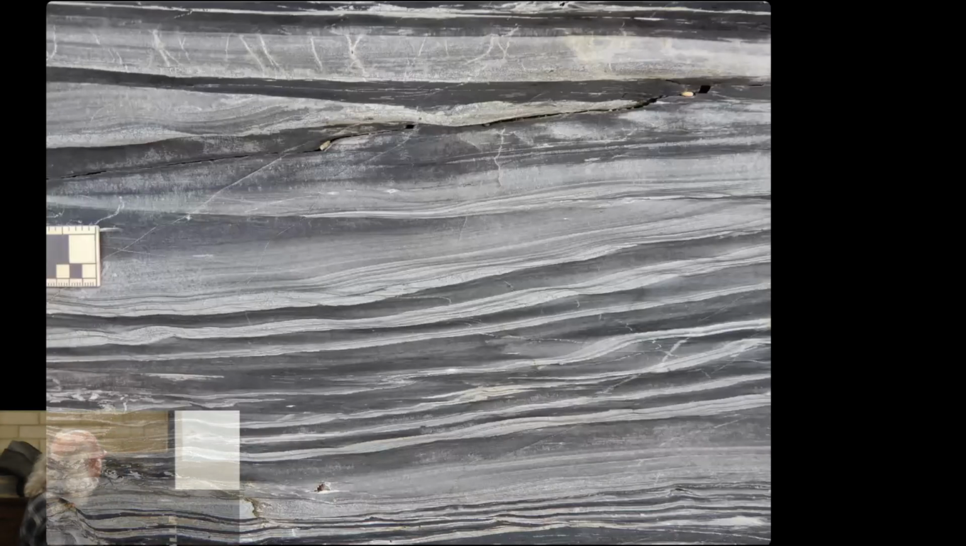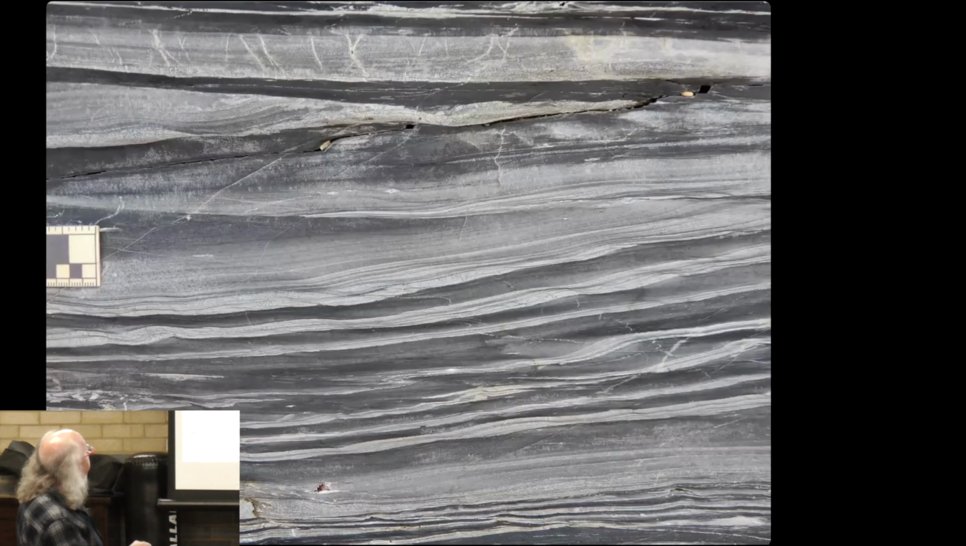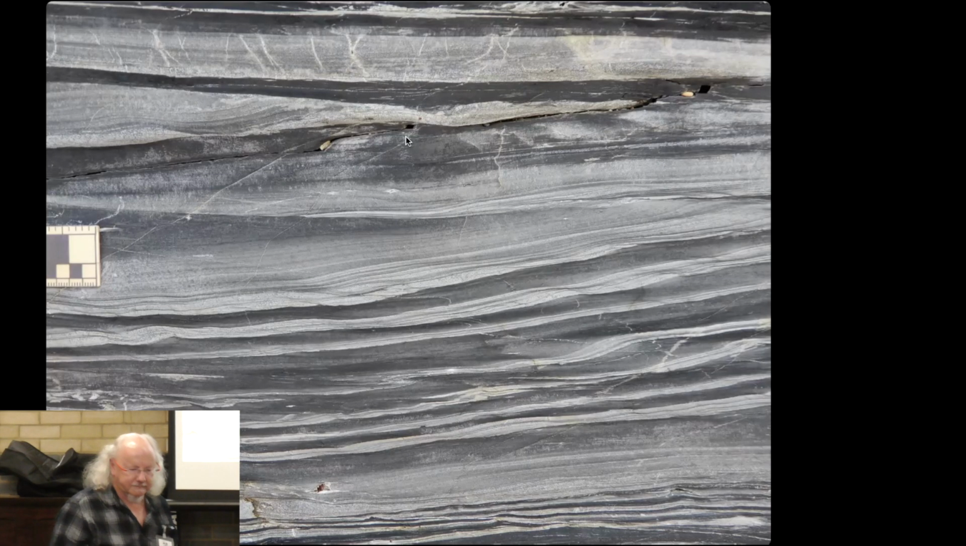This sort of thing is not just folding. This is rippling within it, and you get cross-lamination, cross-bedding. So, low density turbidites, and beautiful exposures of them.